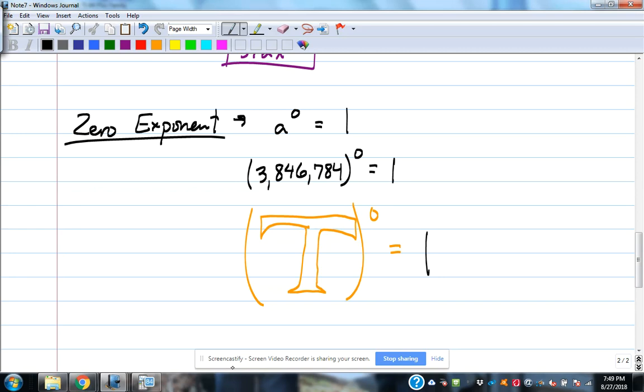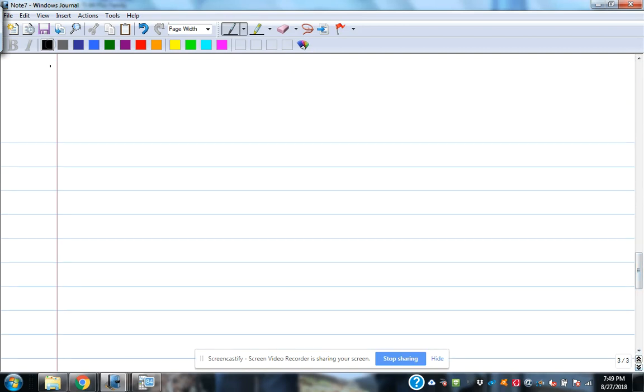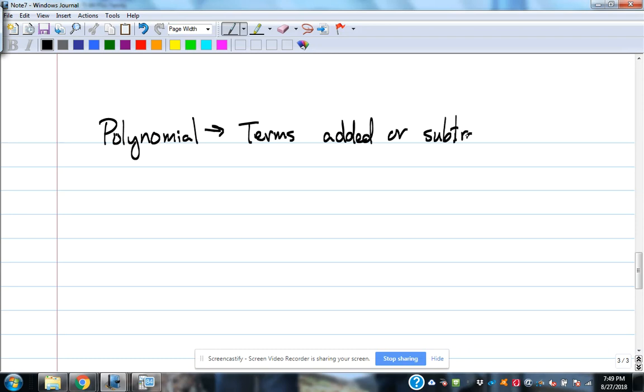All right. Let's get to polynomials. The whole name of the section was polynomials. We've been doing all this exponent stuff to get us there. So let's get to some polynomials and get something done with them. So a polynomial. Poly means many. Terms added or subtracted.